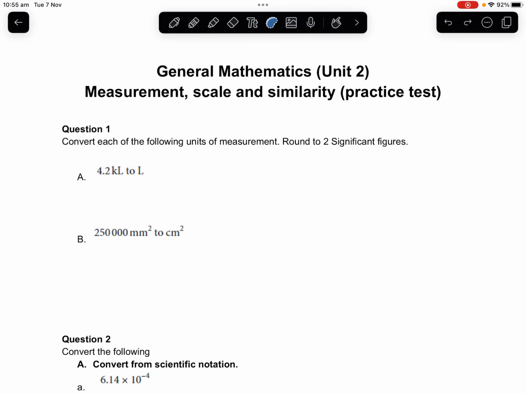Alright, hello everyone. Let's go over this measurement scale and similarity practice test I made for you guys. Question 1. Convert each of the following units of measurement.